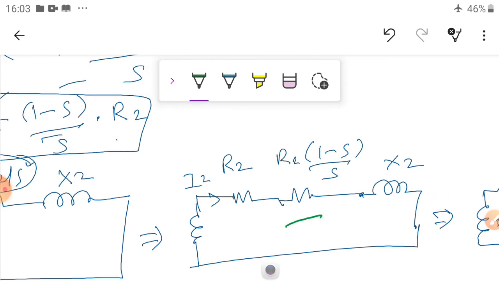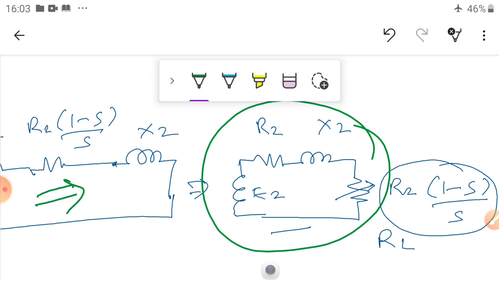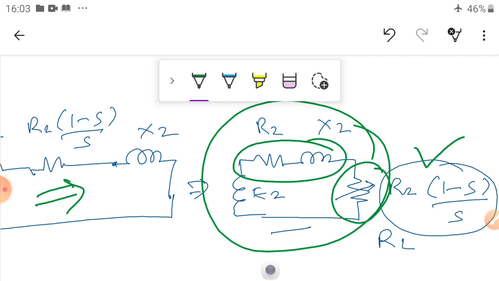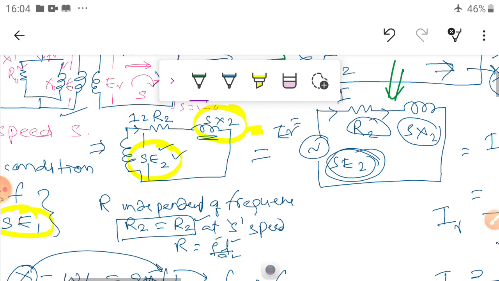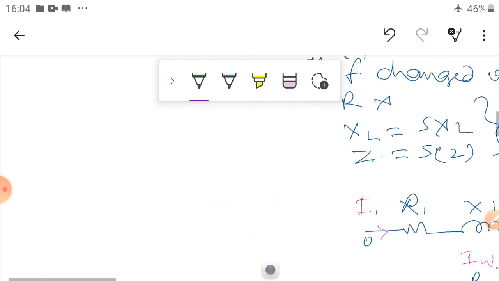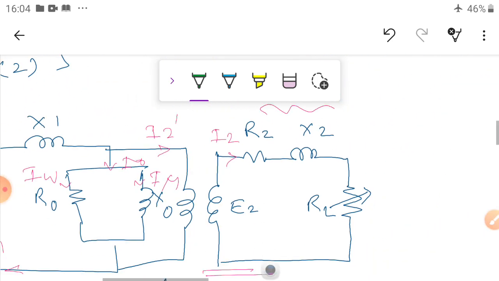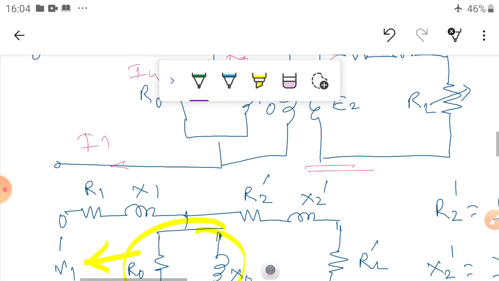This is the final rotor equivalent values. Okay, I think this is the final rotor equivalent. This is the electrical and this is the mechanical equivalent of electrical circuits, and combine this one. So we are going to get the final equivalent circuit of induction motor. We can see these are all simple manipulations. These are the final equivalent circuit diagram, and this is referred to the primary side.